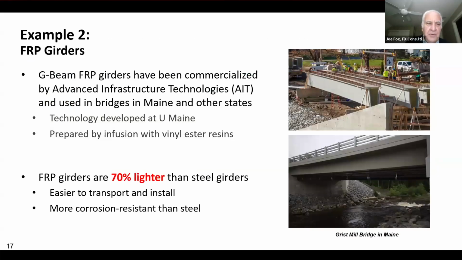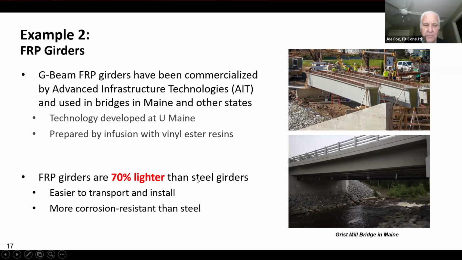Let's do a second example. FRP girders. Some of you may be familiar with these G-beam girders, and they have been commercialized by Advanced Infrastructure Technology and used in bridges in Maine here in the United States and other states. The technology was developed at the University of Maine, and these girders are prepared by infusion with vinyl ester resins. Here's an example of a bridge that uses it in Maine.